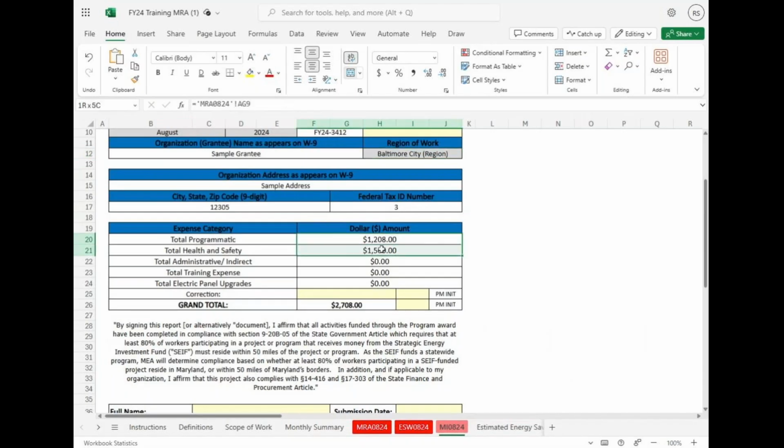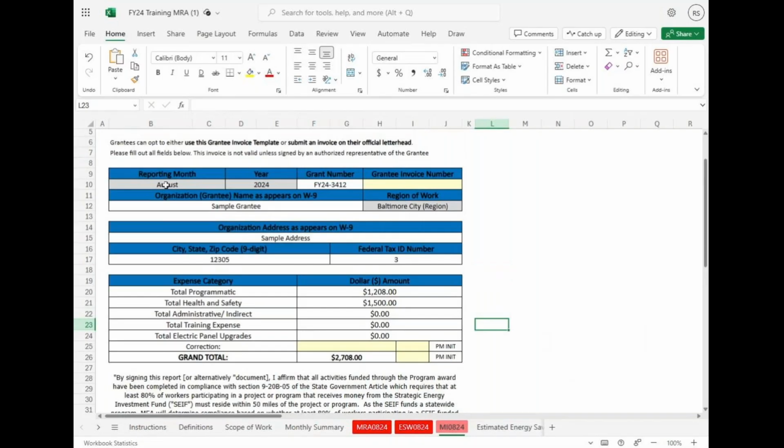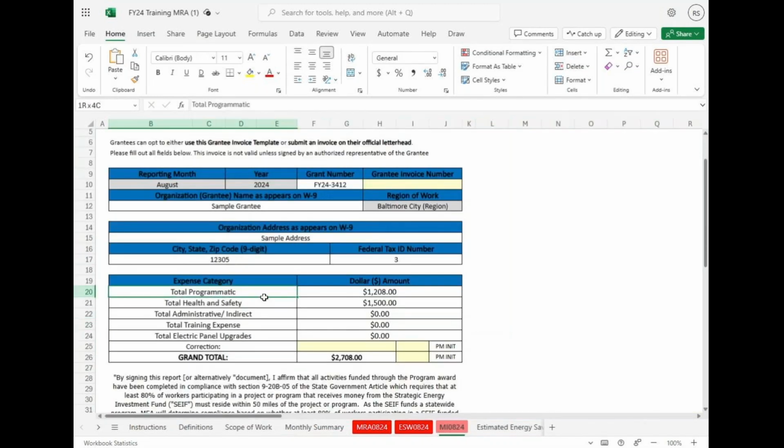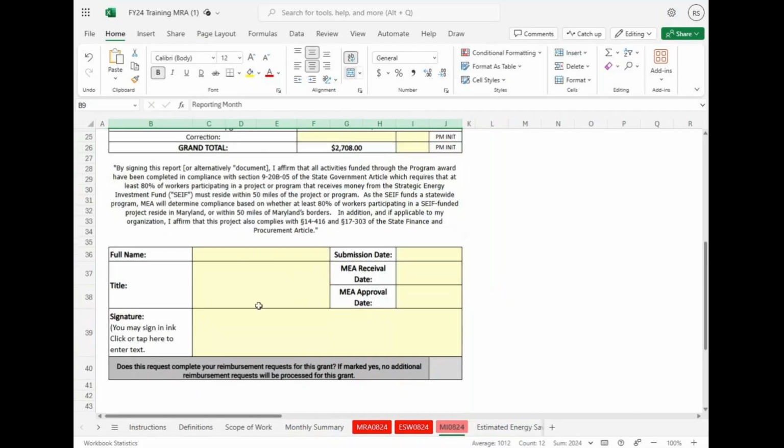This section here is pre-populated for this month specifically. As you remember, we told you that the monthly summary is the whole fiscal year. This section here is just for this month of August. So this is just a little reference table. Please make sure you fill out the heading as well as a signature, date, and approval.